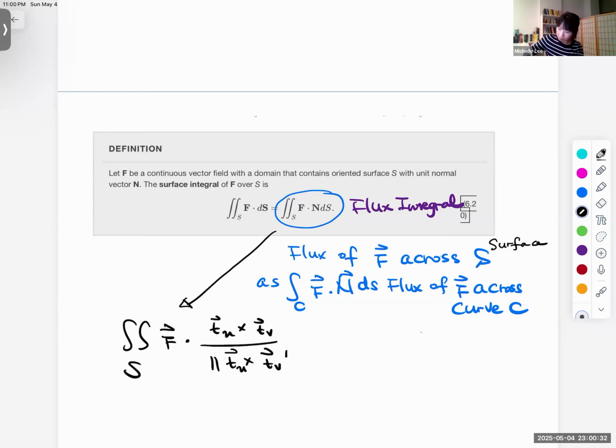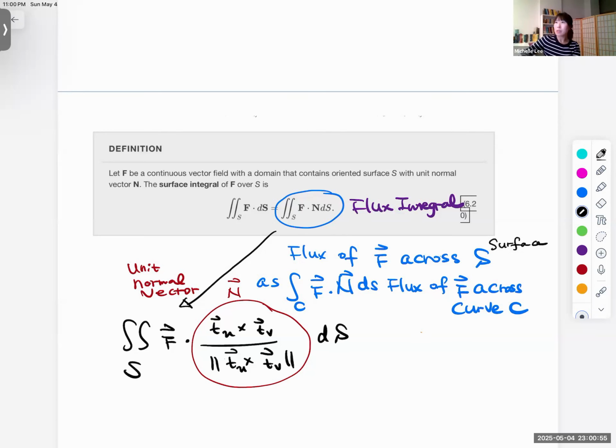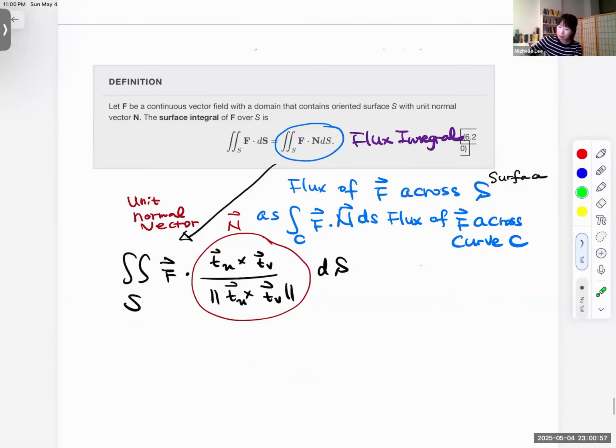Cross product of that. So there is a unit normal vector. Then dS there. Okay, so we had this one earlier, right?